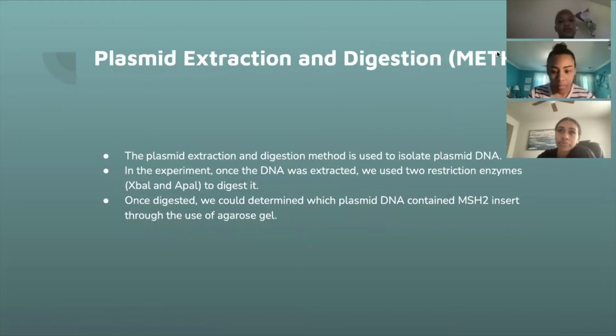This was the method of how we did the plasmid extraction and digestion. The plasmid extraction and digestion method was used to isolate the plasmid DNA. Once the DNA was extracted, we used 2 restriction enzymes to digest it. Once digested, we could determine which plasmid DNA contained the MSH2 insert through the use of agarose gel.